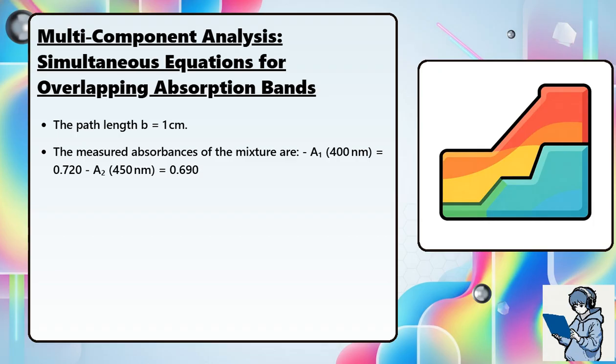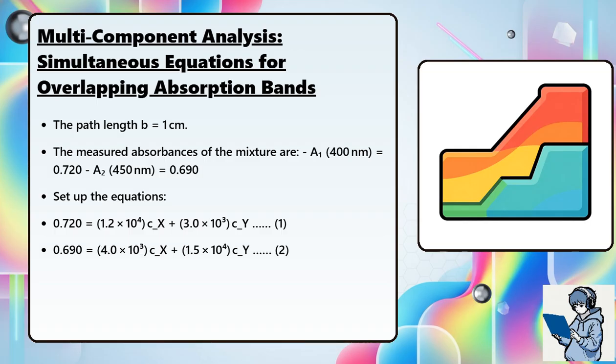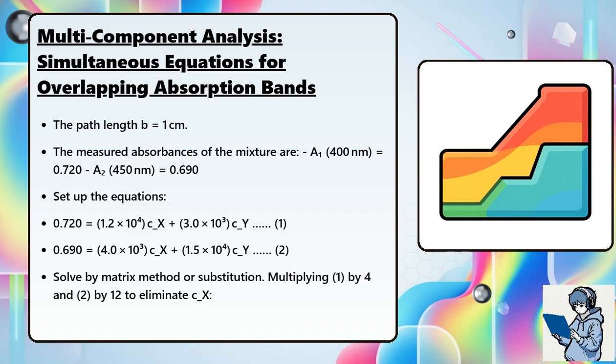The measured absorbances of the mixture are: A1 at 400 nanometers equals 0.720, A2 at 450 nanometers equals 0.690. Set up the equations. 0.720 equals 1.2 times 10 to the 4 cX plus 3.0 times 10 to the 3 cY. Equation 1. 0.690 equals 4.0 times 10 to the 3 cX plus 1.5 times 10 to the 4 cY. Equation 2. Solve by matrix method or substitution.